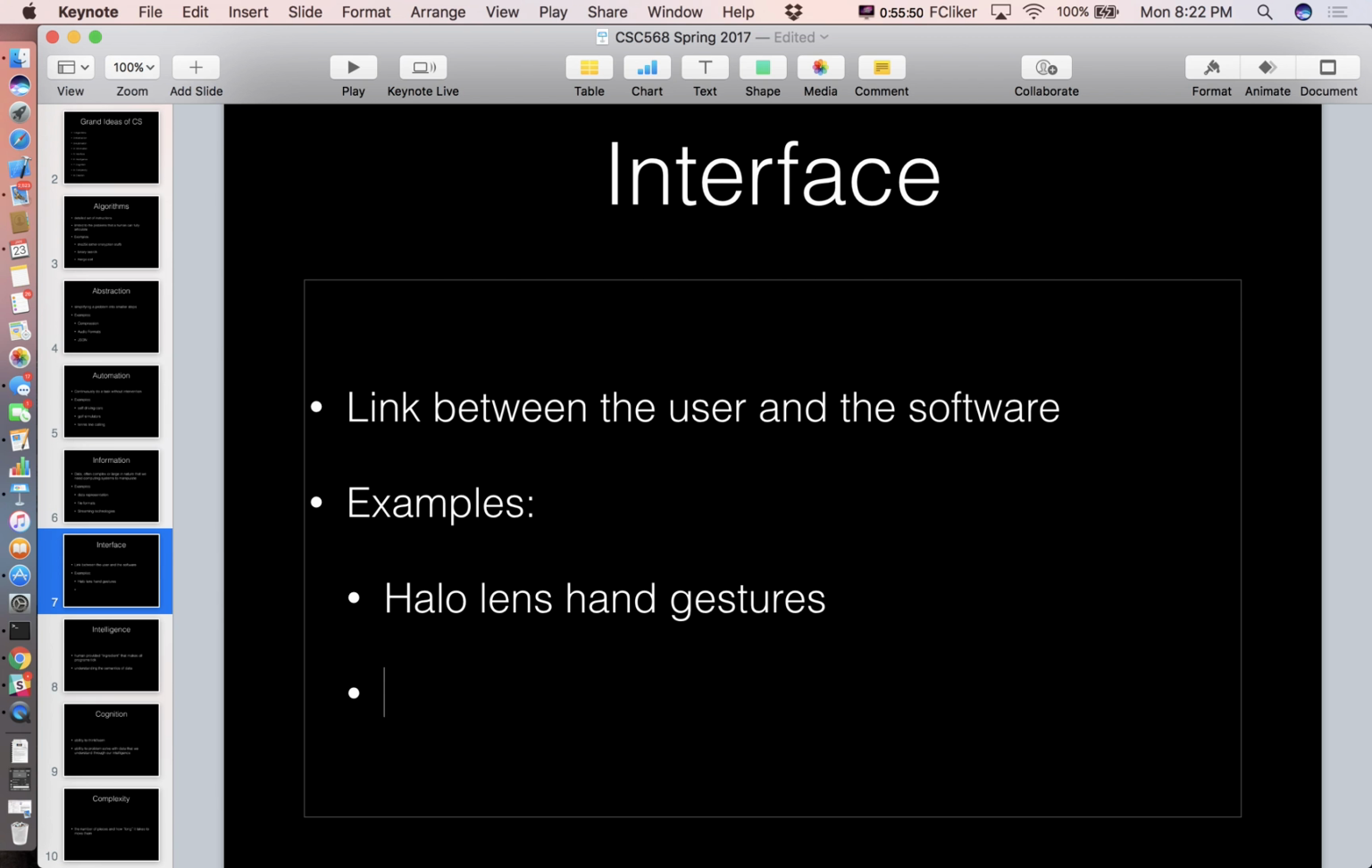What else for interfaces? Augmented reality, yeah.